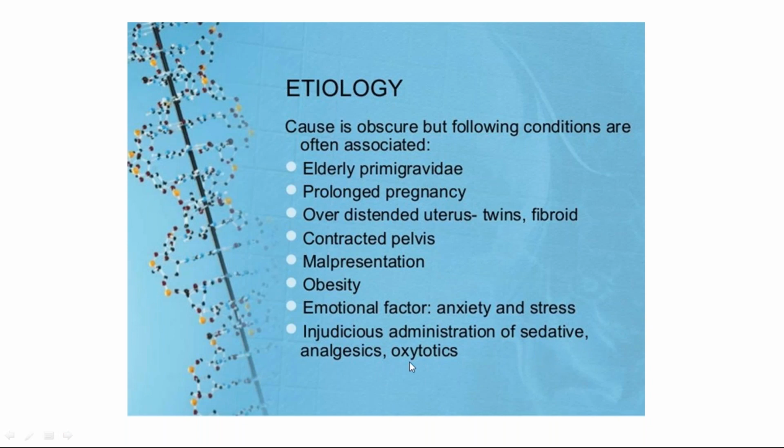So the exact cause we don't know, but these are supposed to be some of the factors which are associated with abnormal uterine action. Any type of uterine action, the causes will be the same. Elderly primigravida, past dates, over-distended uterus, contracted pelvis, malpresentations, malpositions, obesity, emotionally distressed patient, anxiety and stress, and injudicious administration of sedations, analgesics, and oxytocin.